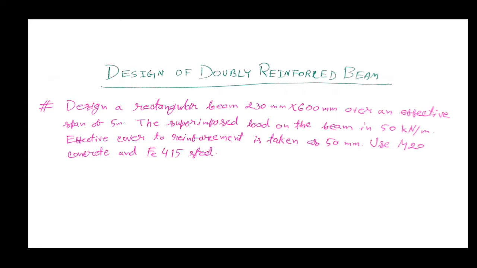In this question, the cross section is given, that means the depth is restricted. Now let's check how to design it. If the moment comes greater than the limiting moment, as per the question and the assumptions we are going to take, then you will definitely have to go for a doubly reinforced beam. So let's start the solution.